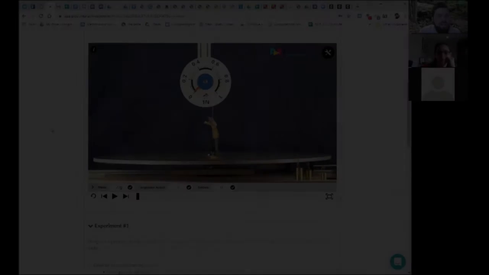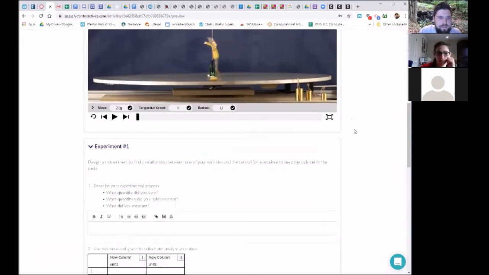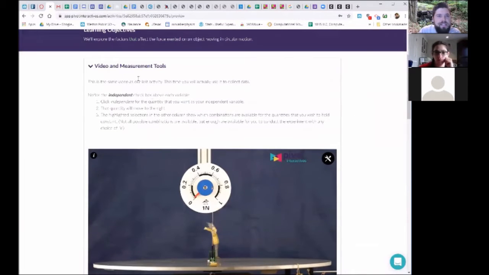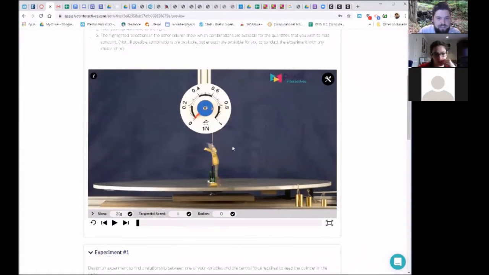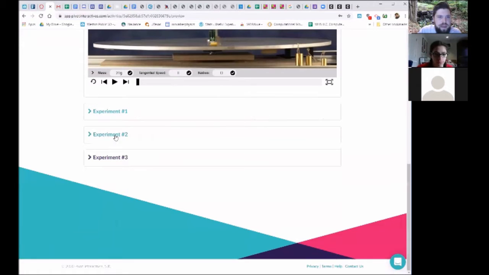Okay, so is everybody looking at the Pivot Interactives interface right now? Everybody can see it? Okay. So this is what the new activity is going to look like. And you can see the video is the same as the last one because you're using the same interface to take the data, okay?